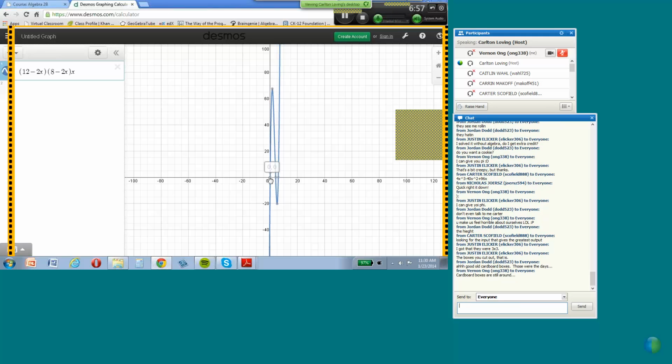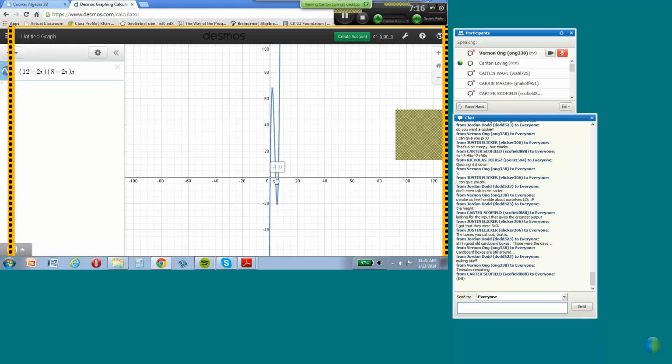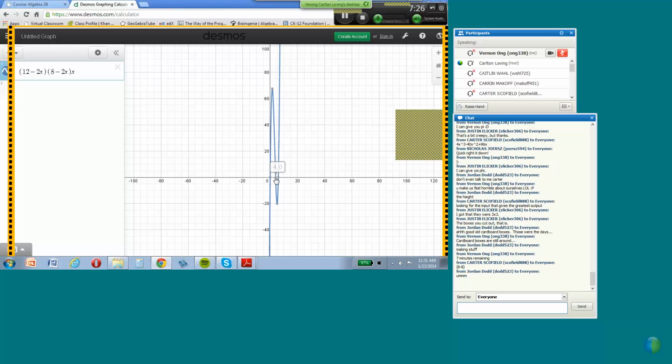Make sense? And if you come all the way over here to 4, if you cut those squares out as 4 by 4s, you also get 0. How does that make sense? Why do you get 0 if you cut your squares 4 by 4? Let's go back to, thank you, Vernon.